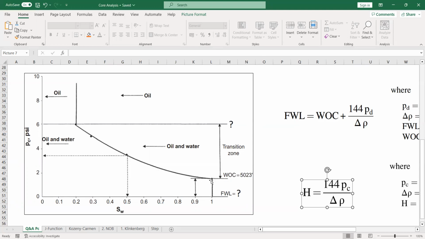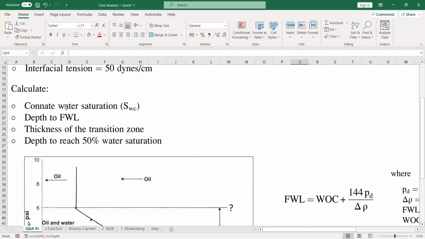Or the water, right? Or in other words, it's the minimum capillary pressure that is necessary to kick the oil out of the pores so that the water can occupy the entire room and then reach 100% water saturation. Okay, so that's the thing. And of course, now we need to solve everything.